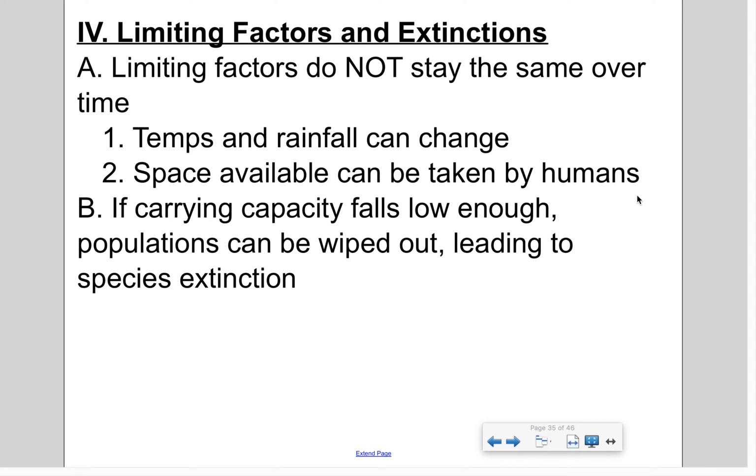So an area that was once empty now is being developed by humans, and then maybe that development gets abandoned. You know, maybe the prices of living at that area skyrocket, so humans leave, and now we have animals moving back into that area. I don't know, but just know that limiting factors can change. They're very fluid. And so if the carrying capacity does fall low enough, populations can be wiped out, which leads to extinctions. So that's just the tie-in with carrying capacity and extinctions right there.